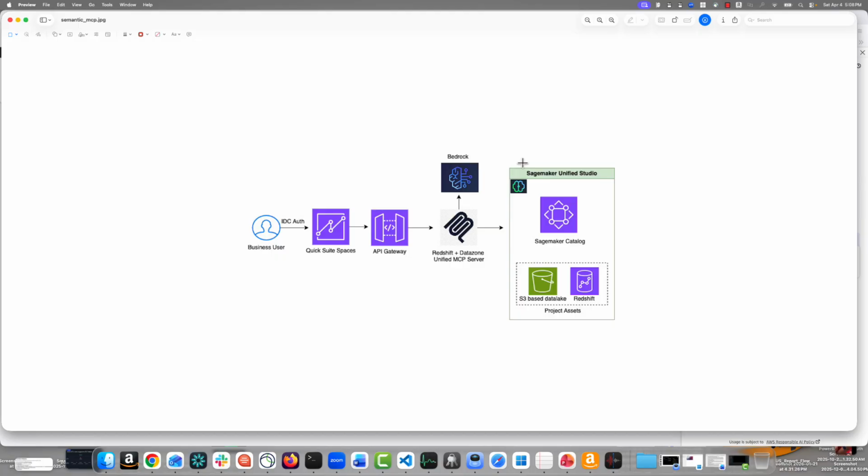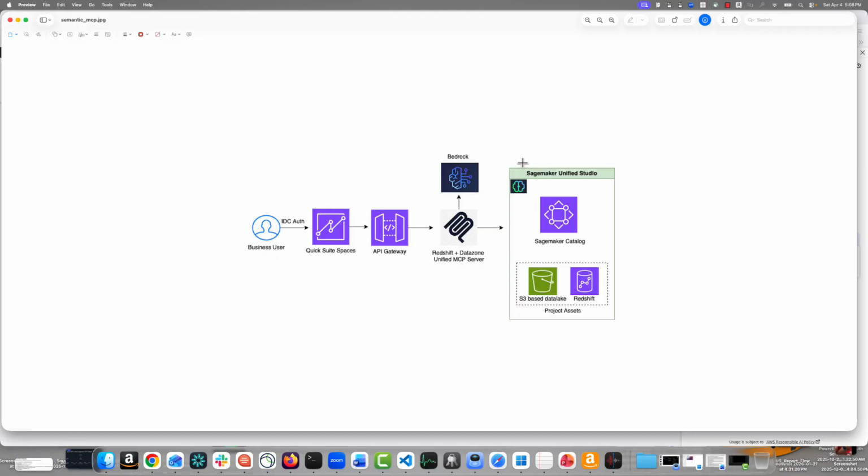application as well. Now the user uses natural language to ask some questions on their financial data, and QuickSuite Spaces eventually understands the context and checks what kind of documents or data will be required, and eventually pushes the query through the API gateway to MCP servers for Redshift and DataZone.